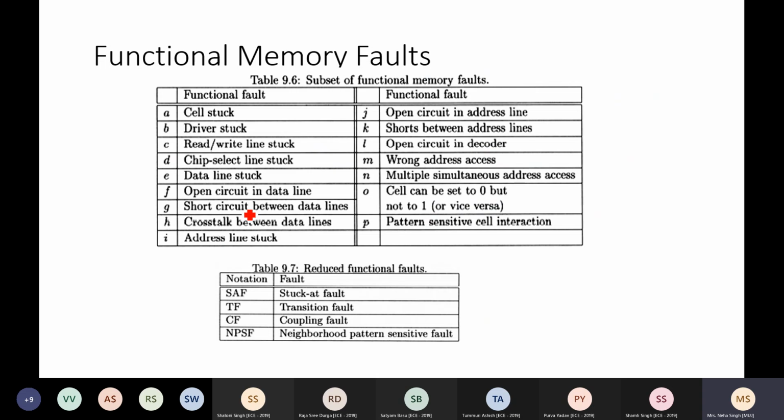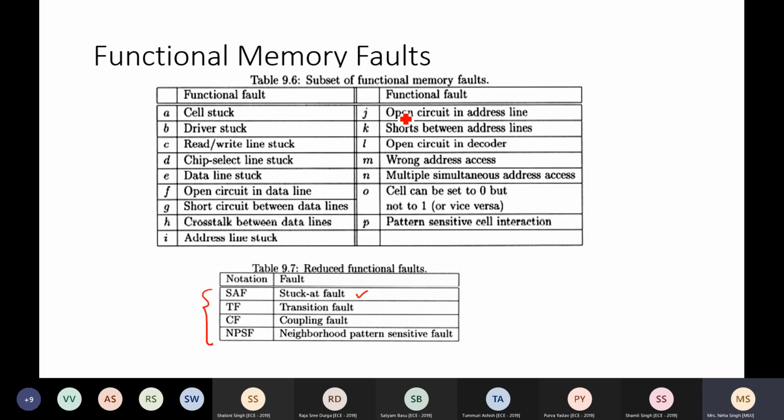We can have different memory faults, but in general we'll talk about the faults in the lower table only, because whatever faults are mentioned in the upper table are reduced to certain 4 faults. For example, read the functional fault A says cell stuck. The cell may be stuck at value 0, or the cell may be stuck at value 1. We studied it as stuck at fault. So that is a stuck at fault.